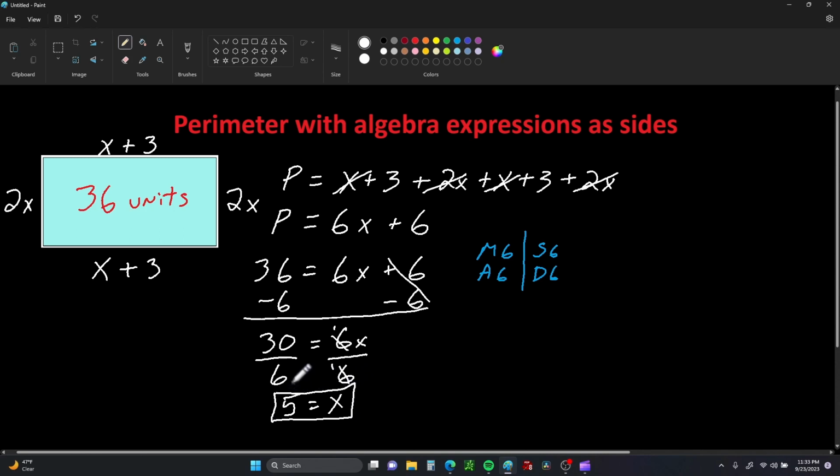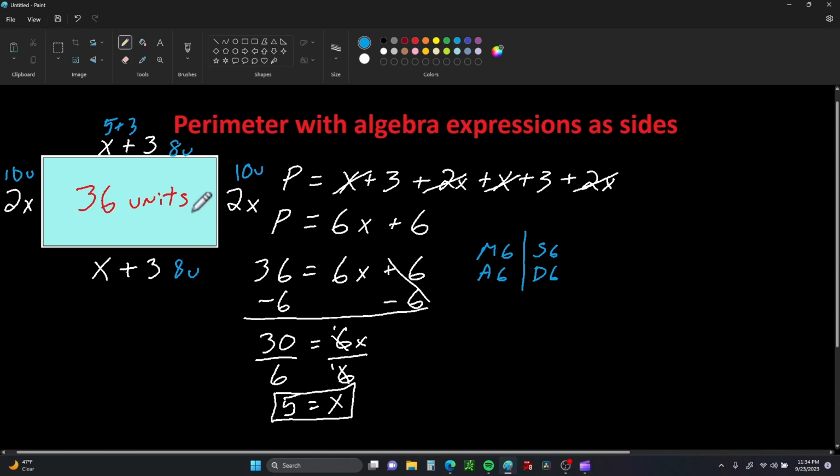Now, one thing you need to keep in mind is that if the question you're solving is asking what the length of the sides are, I have to take this 5 and replace the x over here. So this side would be 2 times 5, or 10 units for each of these. And then over here where I have x plus 3, it would be 5 plus 3, or 8. So this side would be 8 units, and this side would be 8 units.